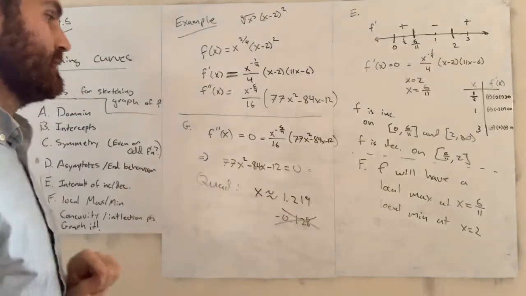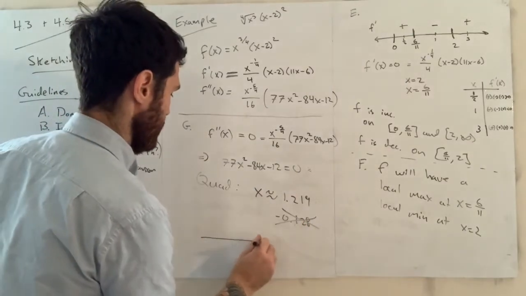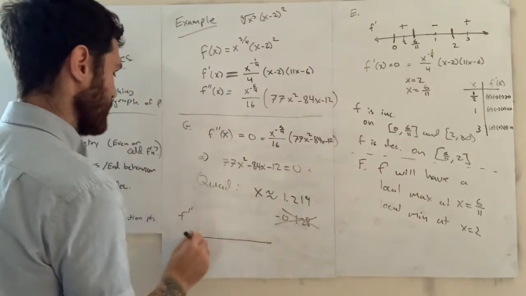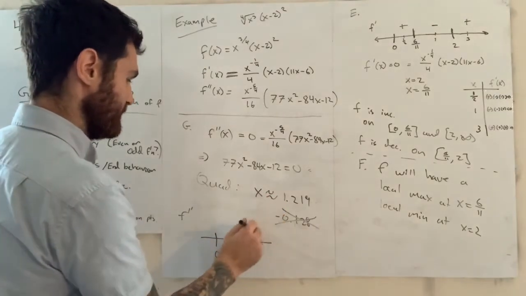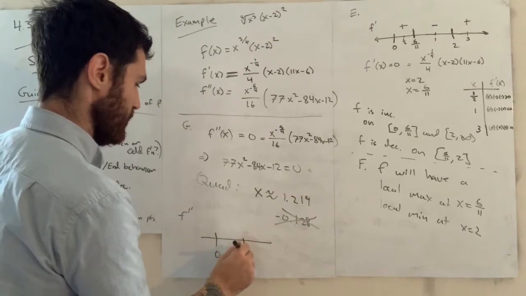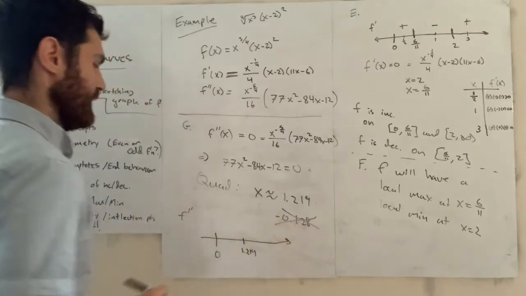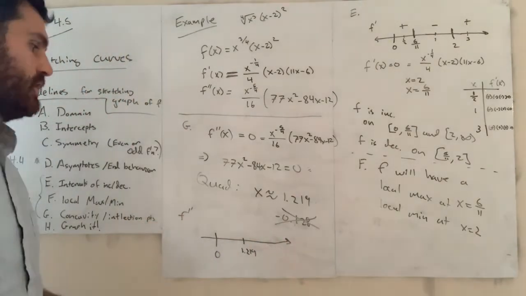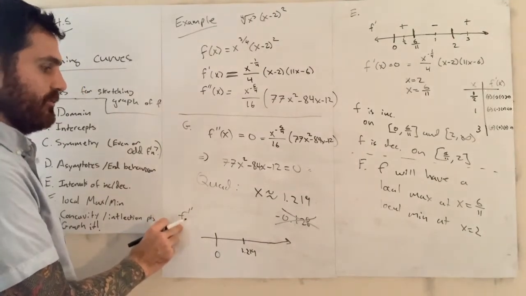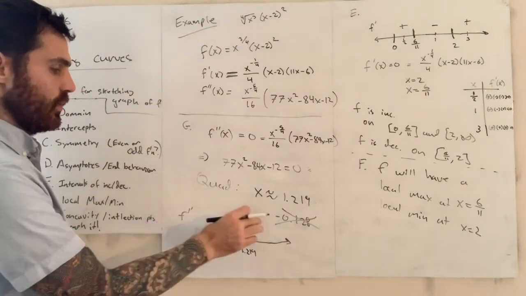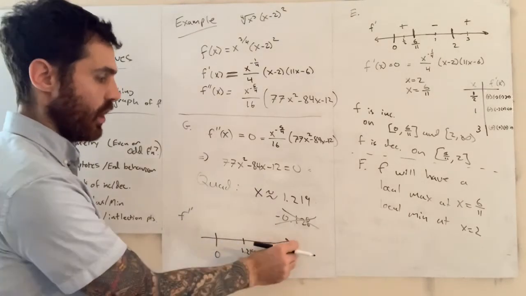So we just kind of need to focus on this thing here. And so if I'm looking at f prime on the interval 0 to whatever this x value is here, call it 1.219, and then everything after that, what I want to know is is my second derivative positive or is it negative from 0 to this value and from this value on?